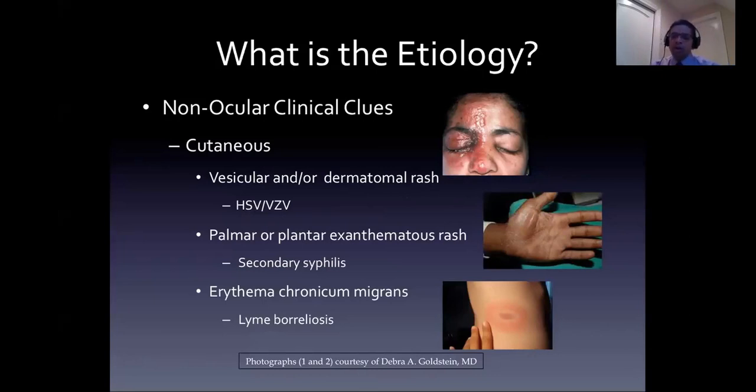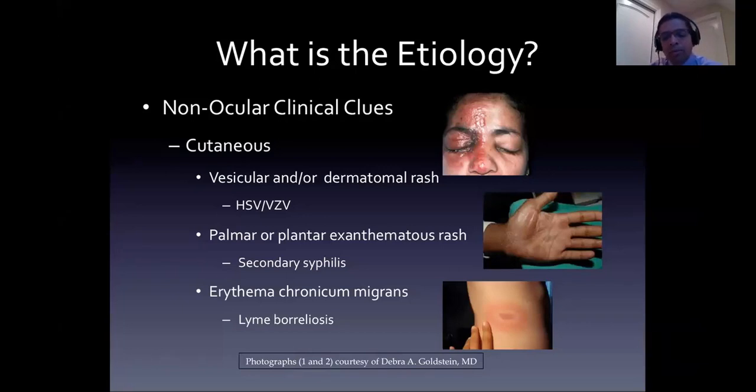So once you've done the ocular exam, look at the patient. Do they have a vesicular dermatomal rash to suggest that it's zoster, or zoster ophthalmicus, like the patient that you see on the top picture? The middle picture is the exanthematous infectious rash that you see on the palms and soles in a patient who has secondary syphilis. Be careful about shaking hands with these patients, obviously, because there are active spirochetes in that rash.